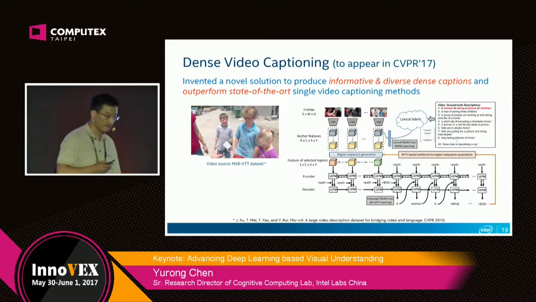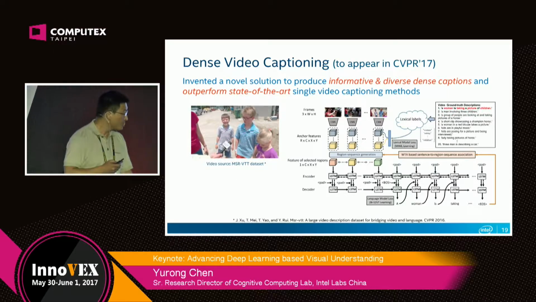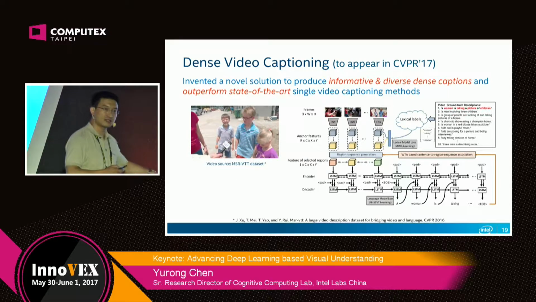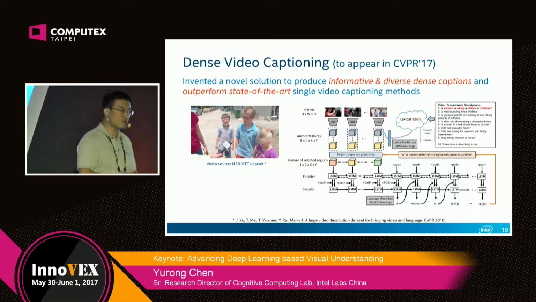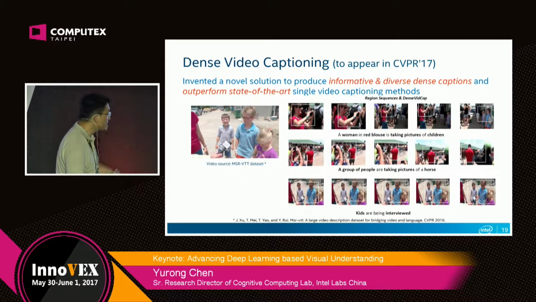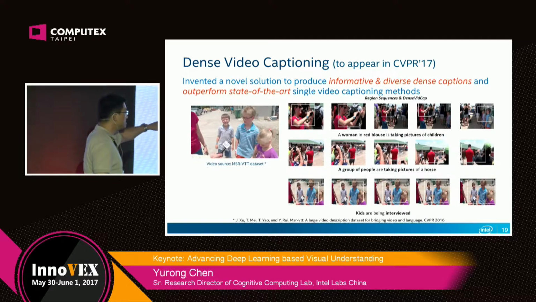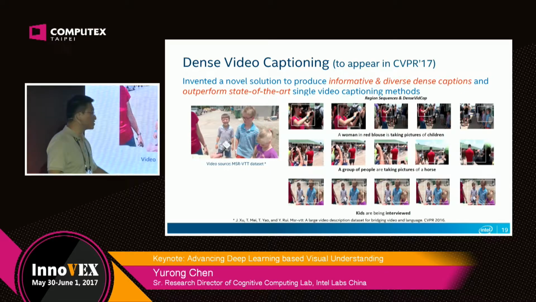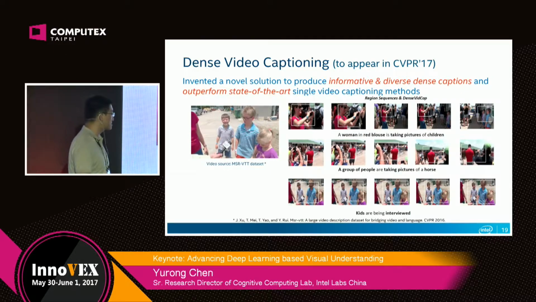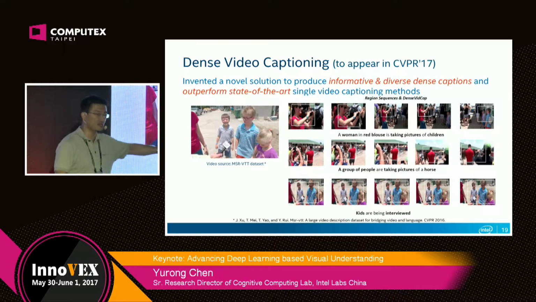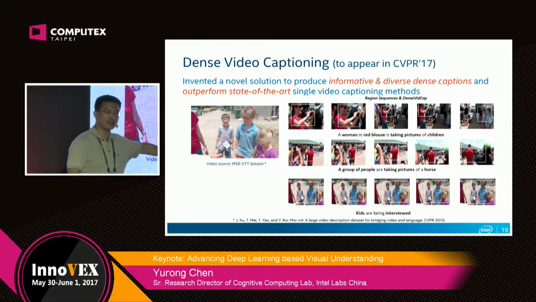It's a once-in-a-lifetime chance. For this video, we can generate segment-based description. For example, a woman in red blouse is taking picture of children for the first segment, and a group of people are taking pictures of a horse for the second segment, and kids are being interviewed for the third segment.